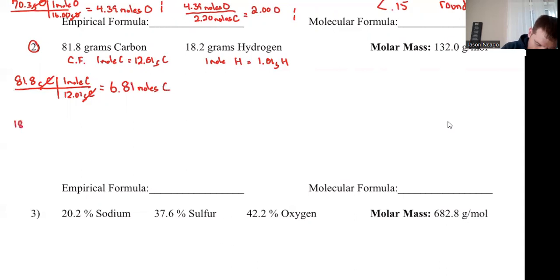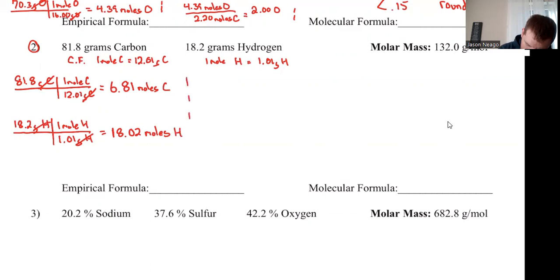Okay, so I have 18.2 grams of hydrogen. And I'm going to use my mole conversion. So 1 mole of hydrogen is equal to 1.01 grams of hydrogen. Grams of hydrogen cancel. 18.2 divided by 1.01, and I get 18.02 moles of hydrogen. Okay, so that's step number 1.